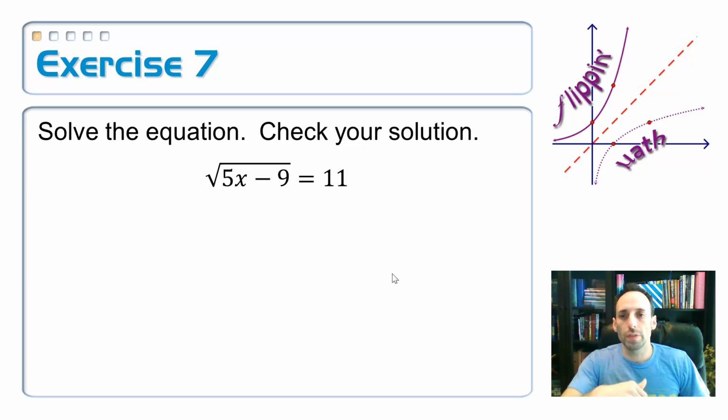All right, let's solve this one and check the solution again. Okay, so did I want you to do this? Yeah, why don't you try to do this on your own, and then pause it and come back and see if you did it correctly.